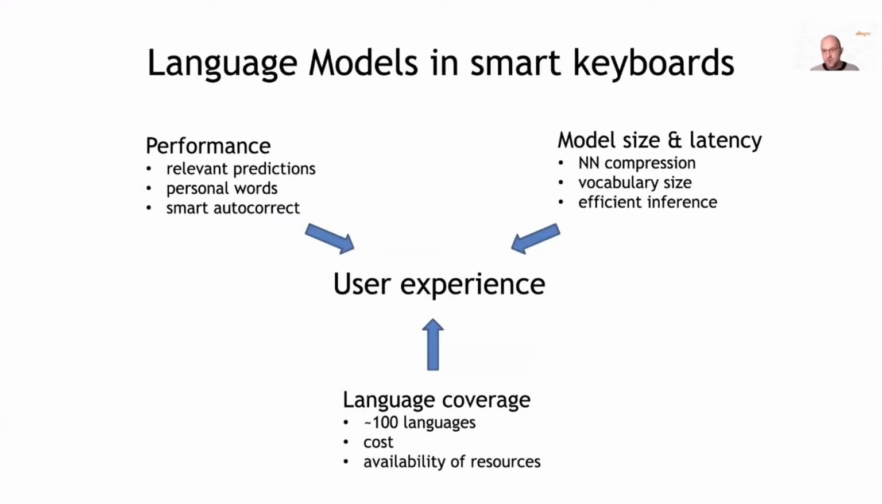Finally, I wanted to tell about this. If you use a language model in a smart keyboard, your goal is to have a product which is nice to use and the users like. It's really a puzzle of different things, because you need good performance of your model. You would like relevant predictions, and you would like your model to account for personal words of the user. You would like to have the model fast and small so that it fits on the mobile phone.